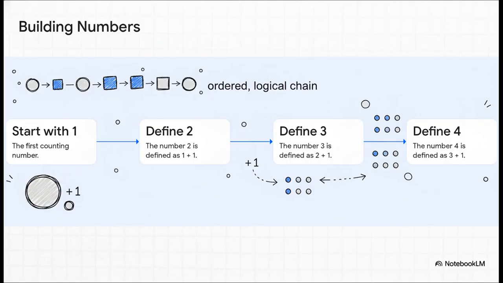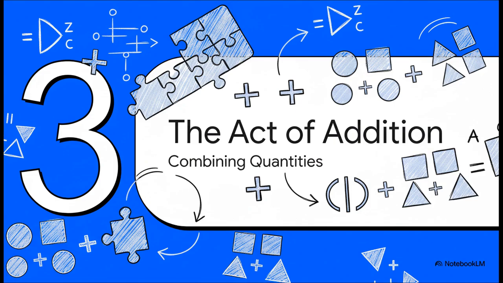So here's the big takeaway. Numbers aren't just some random lists of symbols we memorized. They're an ordered, logical chain. Each number is simply the one before it plus our fundamental unit, 1. It's a totally unbreakable sequence. Okay, so that's one piece of the puzzle down. We've defined what our numbers are. Now we have to define what we're actually doing with them.